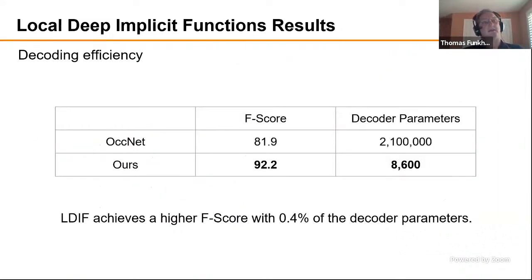The final aspect of this local encoding that is particularly useful is that the network that evaluates the implicit function for a local region can be much simpler than the network that decodes an entire shape. So we have a very simplified version of AtlasNet for our local decoder that has less than 1% of the decoder parameters of a full AtlasNet. And again, we can get away with that because the shape space of local regions within Gaussians is much simpler than the shape space of entire objects. And so we are able to get higher decoding accuracy, but with less than 1% of the parameters.